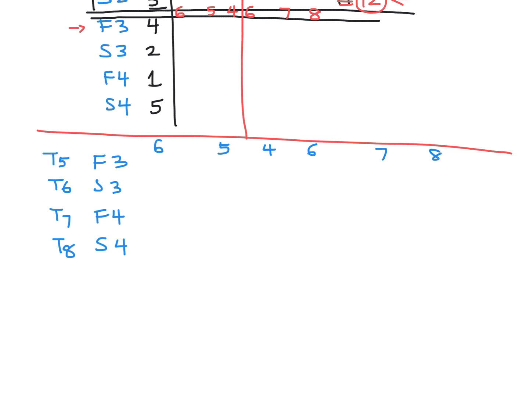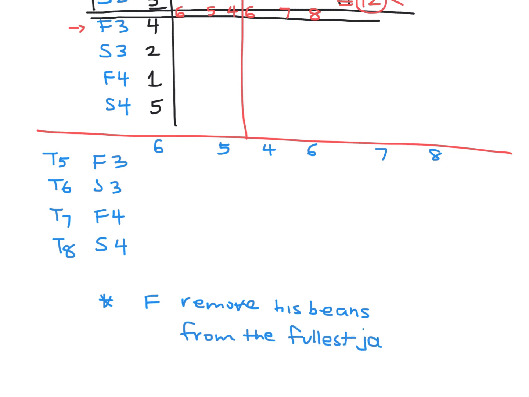Franco needs to create these scenarios in order to win. And at this point, the strategy is Franco needs to remove his beans from the fullest jar. From the jar that contains the most beans.